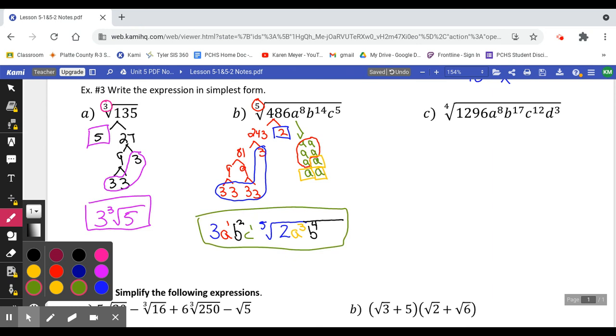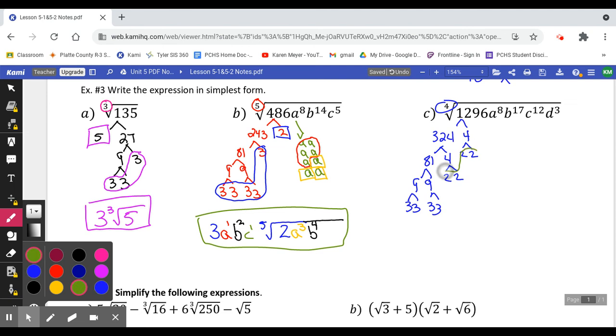So let's just try it all over again. Factor tree. I'm going to do 324 and 4. Then I'm going to do 81 and 4. My 4s I'm going to break down to 2 and 2, 2 and 2. 81 is 9 and 9, 3 and 3, 3 and 3. So what's my index number? It is a 4. So look for groups of 4.